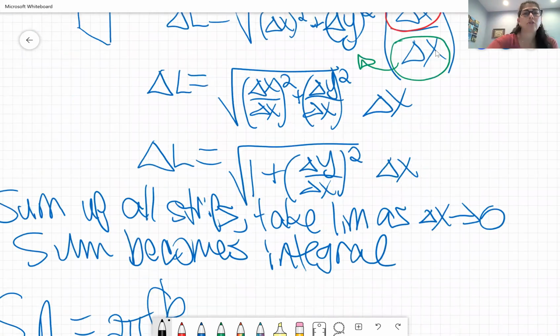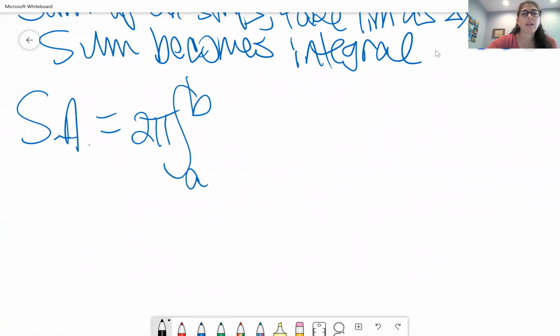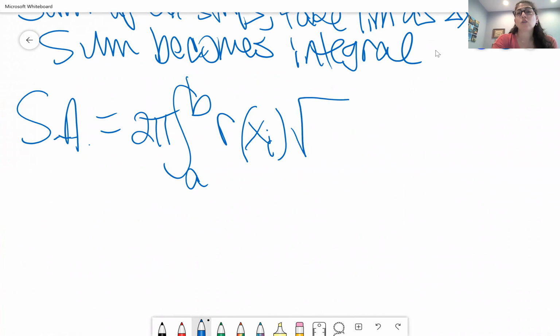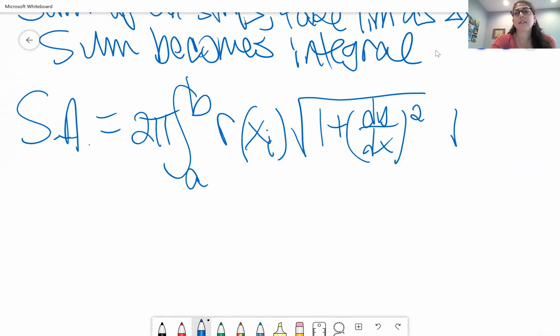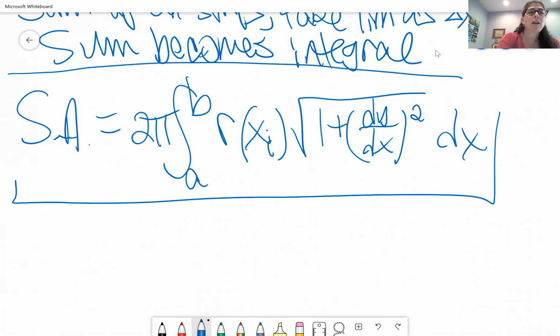So going back to the formula, we have 2 pi times the integral from a to b of r of xi. Now we have the square root of 1 plus (dy dx) squared dx. And that's our formula for the surface area of a solid of revolution. Keep that in mind. We're going to use that in episode 4.